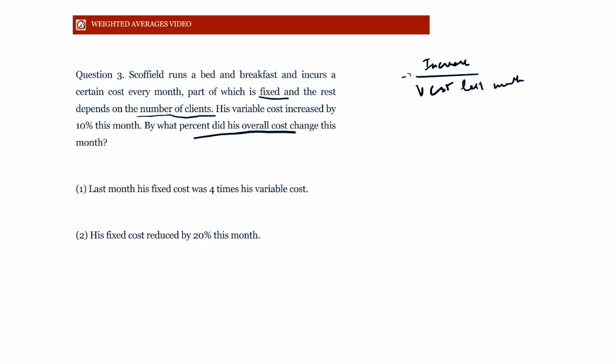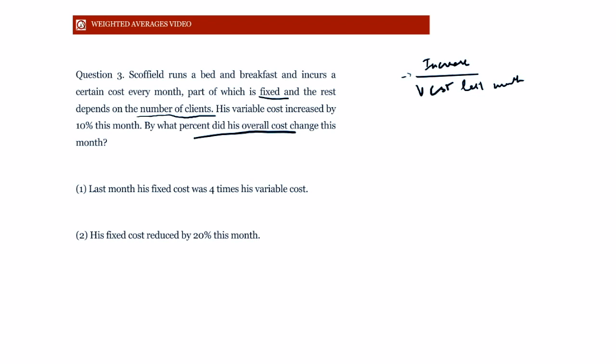Now, fixed cost doesn't mean that it stays the same every month, right? It just means that no matter how many clients they get, that cost stays the same. So for example, the rent of the premises is part of your fixed cost. But the cost of food could be a variable cost because if there are more people, then the cost of food will increase. That's okay.